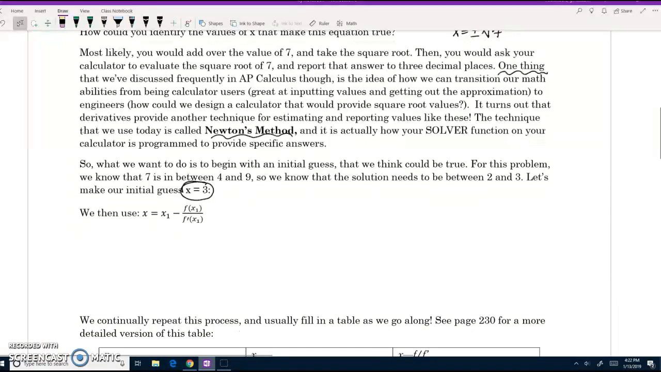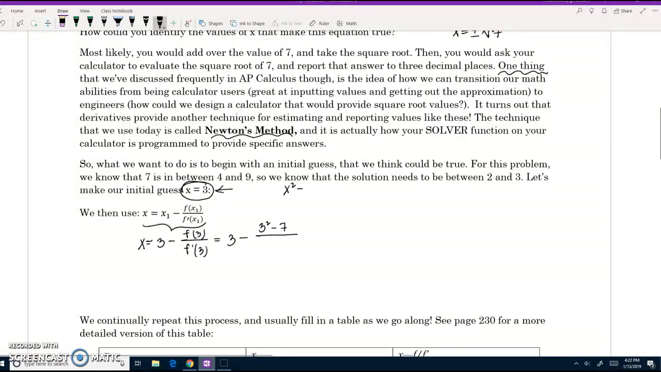So to use Newton's method, you start off with one guess, and then your goal is to get a better guess. So what you want to do is take your value that you've guessed, in this case 3, and you plug it into this formula. So we're getting a new value of x, and it's going to be 3 minus whatever f of 3 is over f prime of 3. So for us, this is going to be 3 minus, our original problem was x squared minus 7. So up top here, we're going to have 3 squared minus 7.